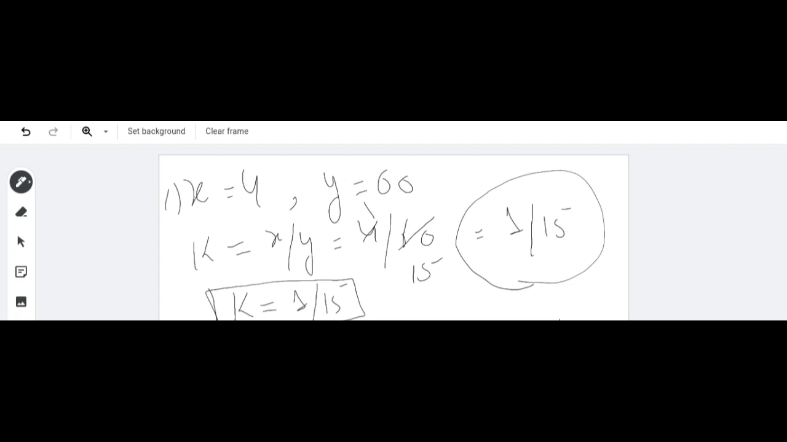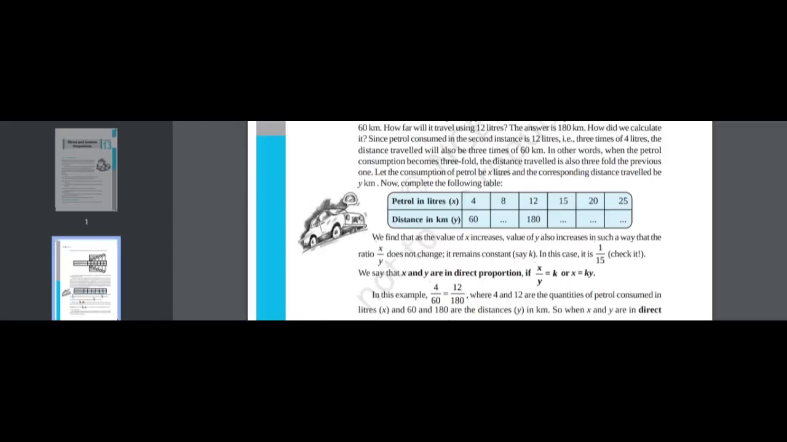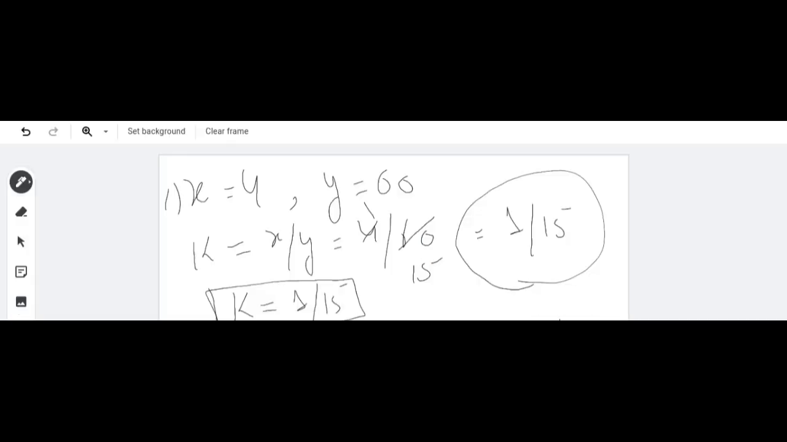What is the value of k in the first situation? 1 by 15. Now this is the value I got for k. Move to the next part. In the next part, what is the value of x? In the given table, petrol in liters, the first value of x is 4. What is the value of x after 4? 8. Do we have the value of y? No, we have to find the value of y.